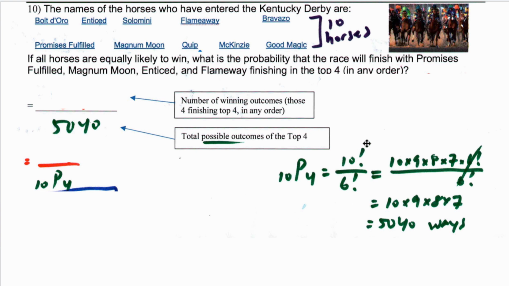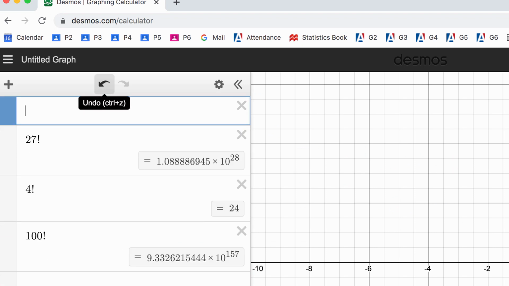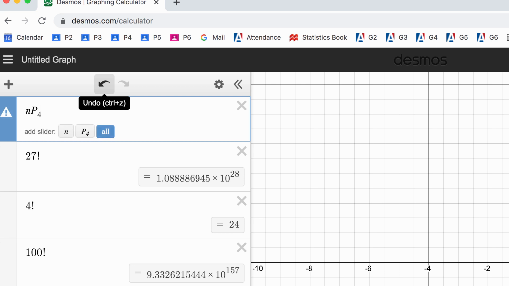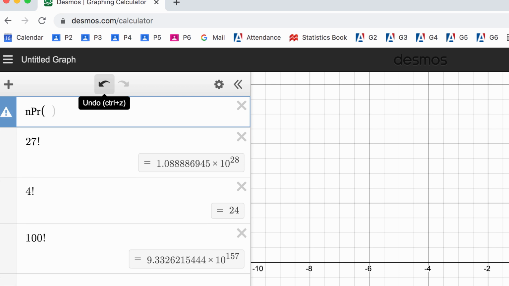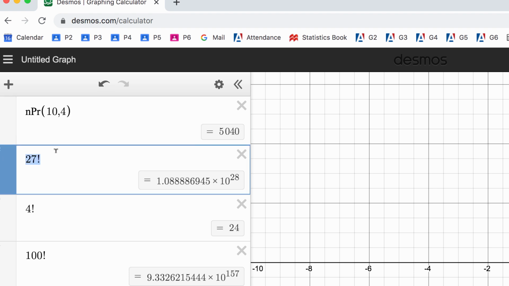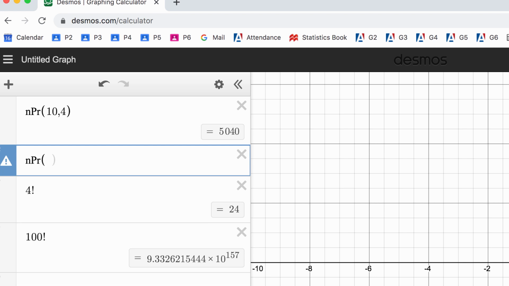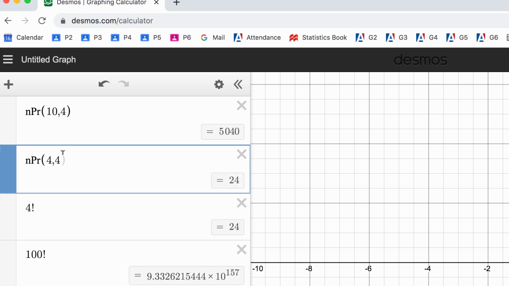And you can write out 10, 9, 8, 7, 6, 5, 4, 3, 2, 1, but you could just stop here because the 6 factorial over 6 factorial just cancels out. You get 10, 9, 8, 7. By the way, on Desmos, if you want to do the permutations, I believe you can just type nPr parenthesis 10, 4. Yeah, there we go. So you don't have to do the formula. You can just type in n, I believe you need a capital P, capital P, r, parenthesis, and then whatever you're trying to do.